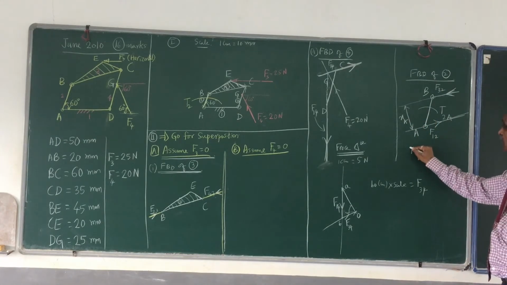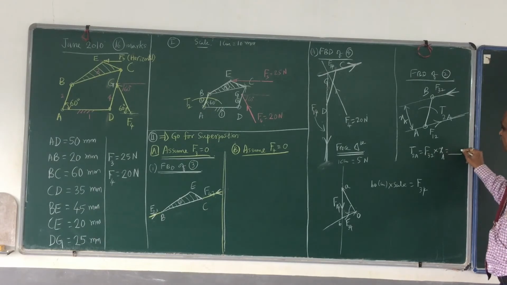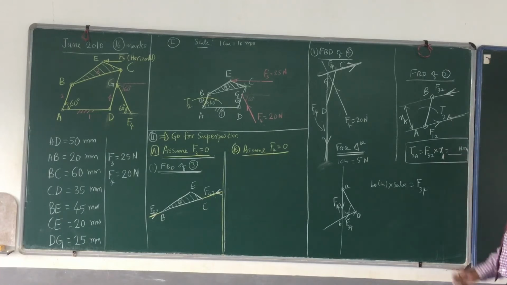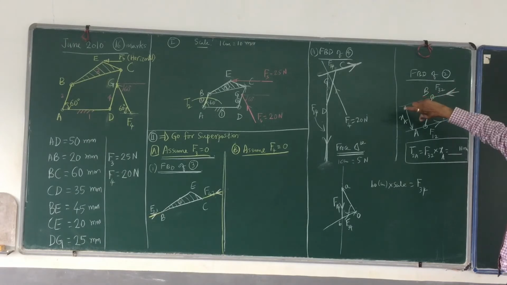Okay. Then what is the magnitude of T2A? That is nothing but F32, which you already know, multiplied by XA. This is equal to so many Newton millimeter. Okay, this is what you know. And what is the direction of this? This F32 and F12, they form a couple which is anti-clockwise.